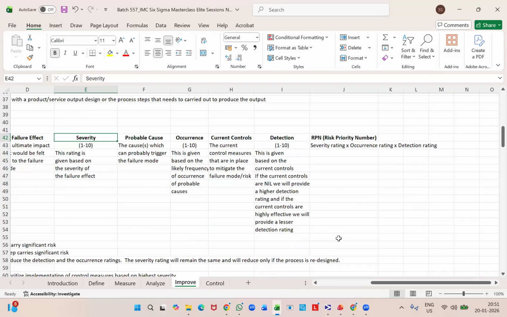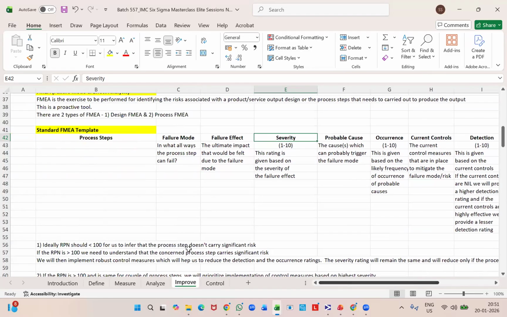Let us look at a very simple, generic example and see how to conduct this exercise in a practical scenario. Please remember, this FMEA exercise is not an individual exercise. It is a team exercise. Even when you are performing this exercise for your process steps, we need to involve the subject matter experts associated with your process so that we come up with the right information for all the column headers that we see in this standard FMEA template, right? So let us consider the pizza making process.